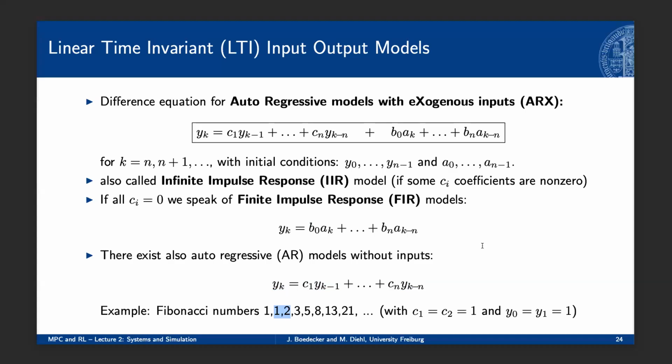This, by the way, is an unstable system, right? It's growing. Its eigenvalues are, I think, related to the golden section, and unfortunately bigger than 1, which means they are increasing.